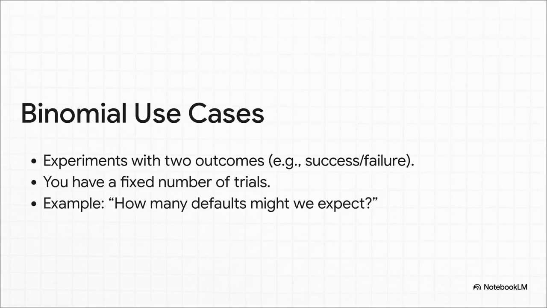So when do you actually use this? Anytime you have a yes-no outcome. The classic business example is loan defaults. A loan either defaults or it doesn't. So if you have 500 loans in your portfolio, the binomial distribution can help you calculate the probability of seeing exactly 5 defaults, or 10, or maybe a disastrous 20.